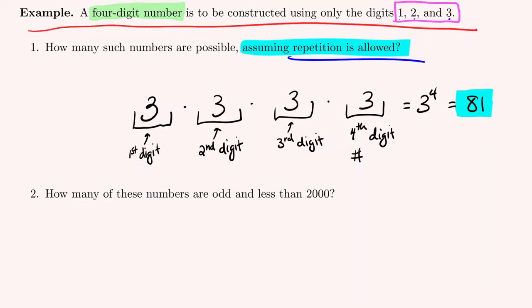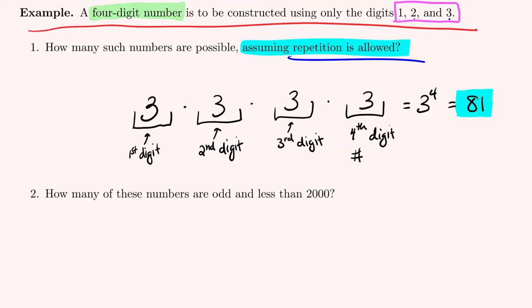Now as a related problem, we're asked how many of these numbers are odd and less than 2,000. So let's think, what are some ways that we could go about solving this problem? I guess one way is I could write out all 81 4-digit numbers that are using the digits 1, 2, and 3 with repetition. And then from that list of 81 numbers, I could just X out anything that's even. I could X out anything that's greater than 2,000. And only the remaining digits should be counted, and that would be how many numbers from this group are odd and less than 2,000.